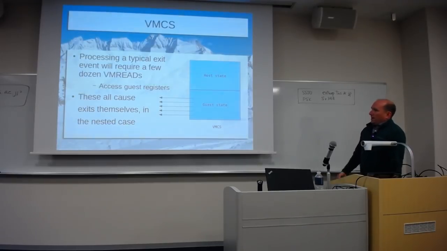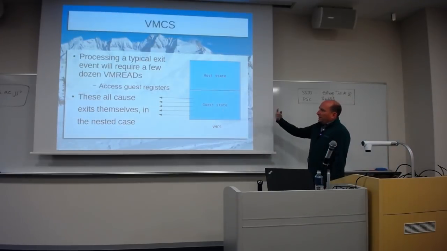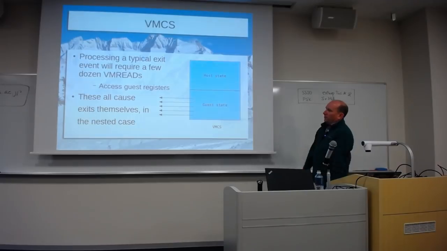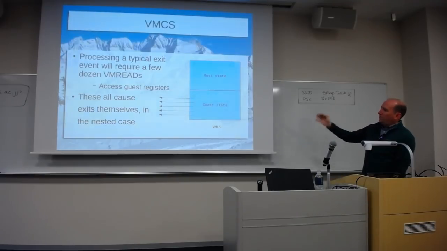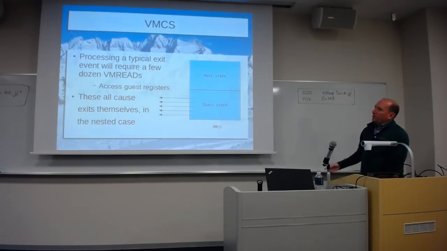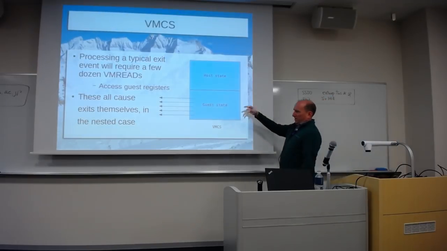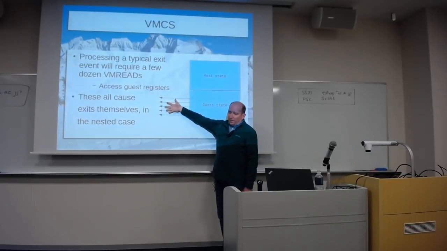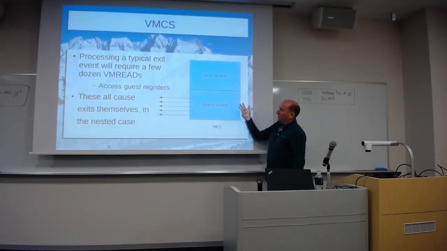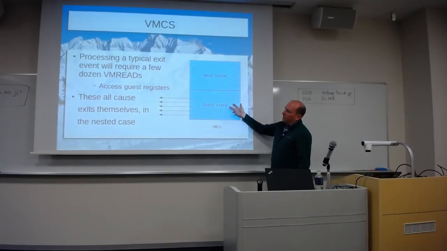So if the guest VM is running, just forget about nesting for a moment. If a VM is running, an exit of any kind, a halt, an interrupt, an IO operation, a memory operation, whatever, is going to involve typically a few dozen, in our case, VM reads. So basically what I'm doing is reading a bunch of data out of this data structure in memory to determine what the guest VM was doing at the time of the exit.